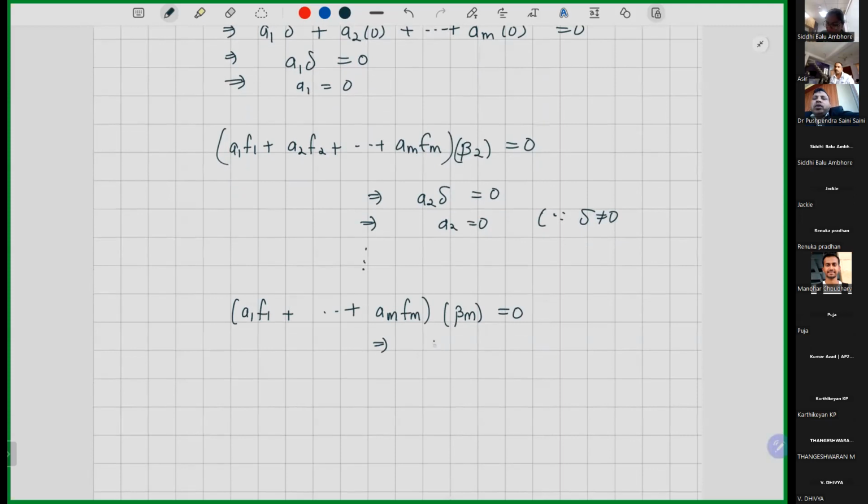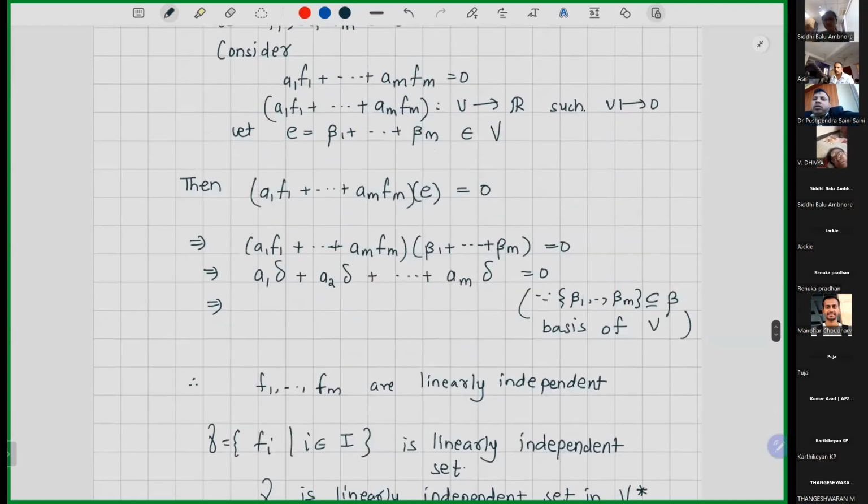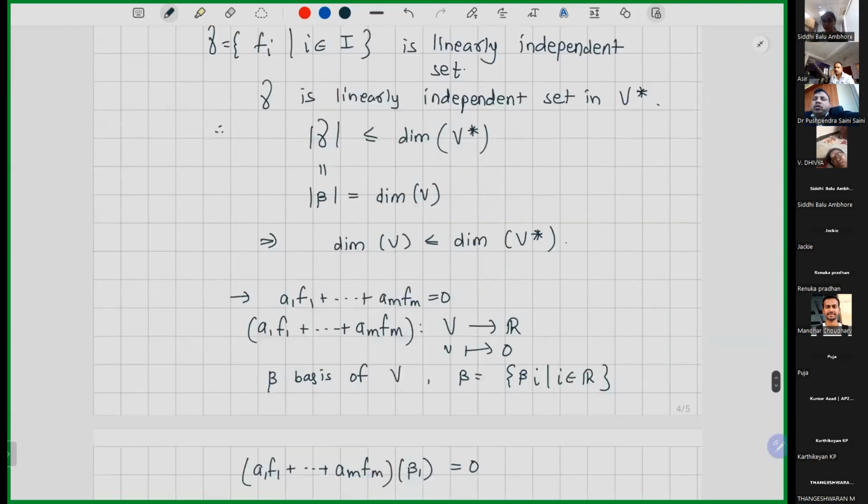I think there was some error there. This is A_M delta equal to 0, this implies that A_M... But if I change it to delta, then how do I show that it's a subset of beta, which is the basis of V? No, I'm not saying that.